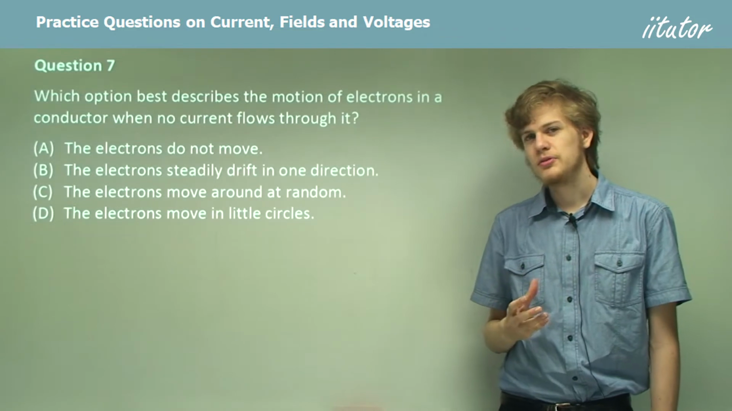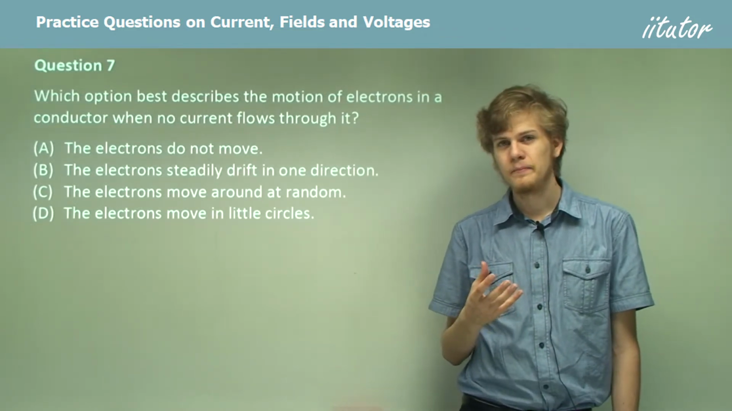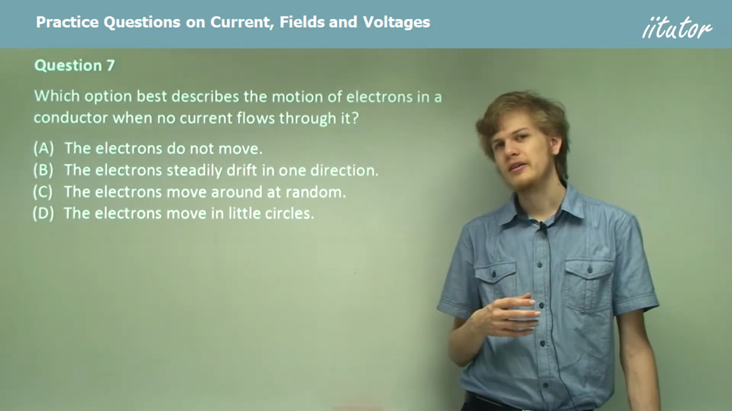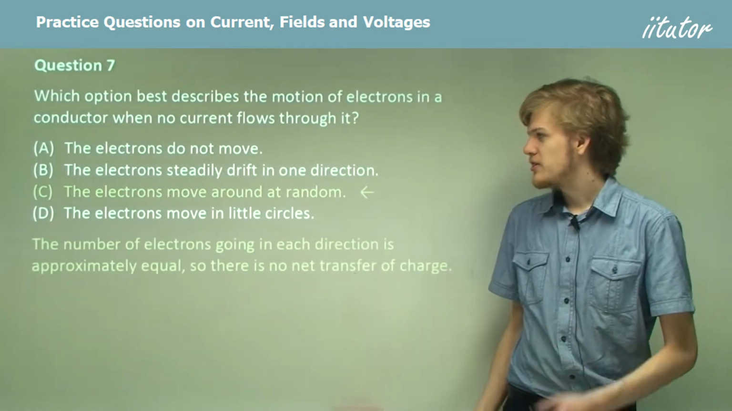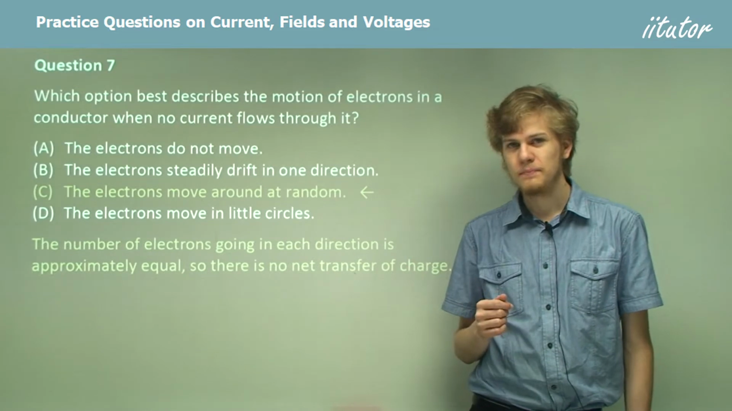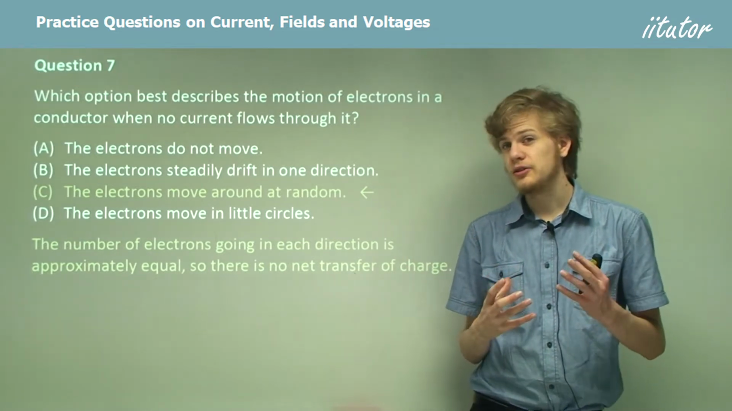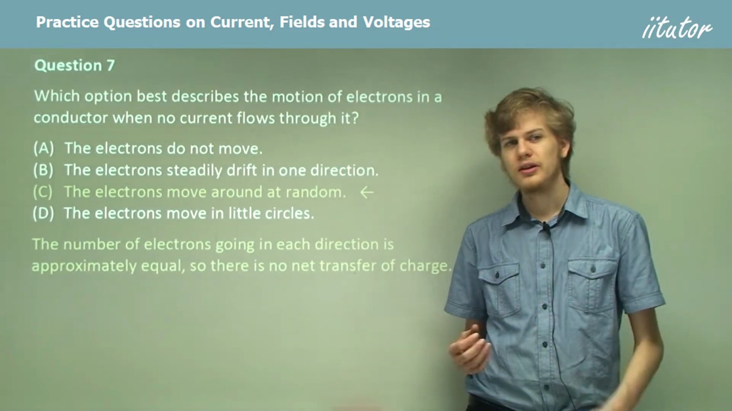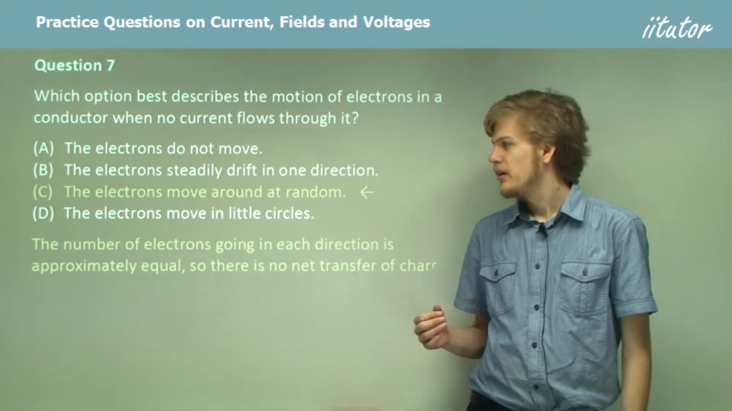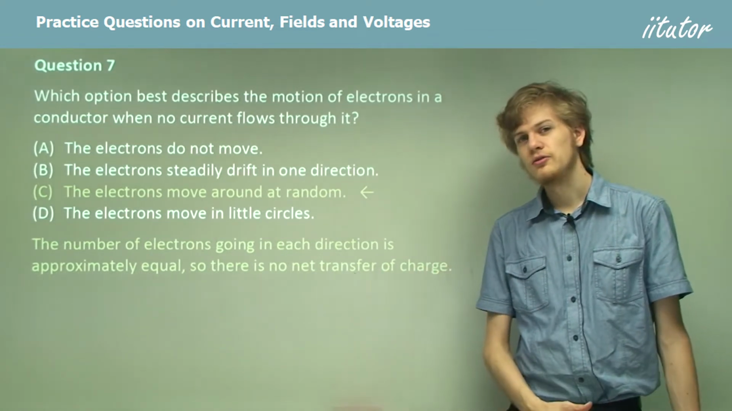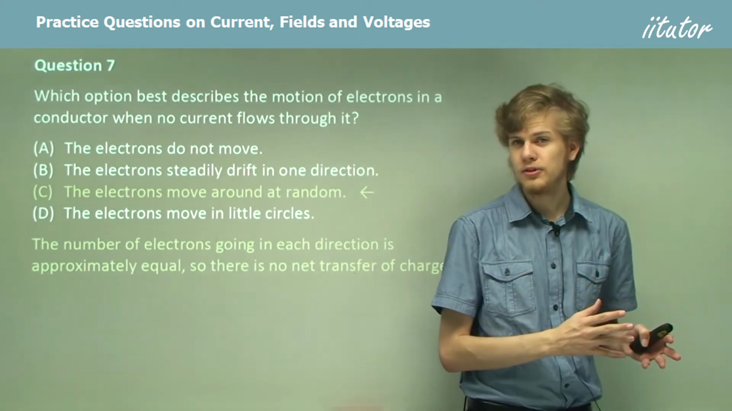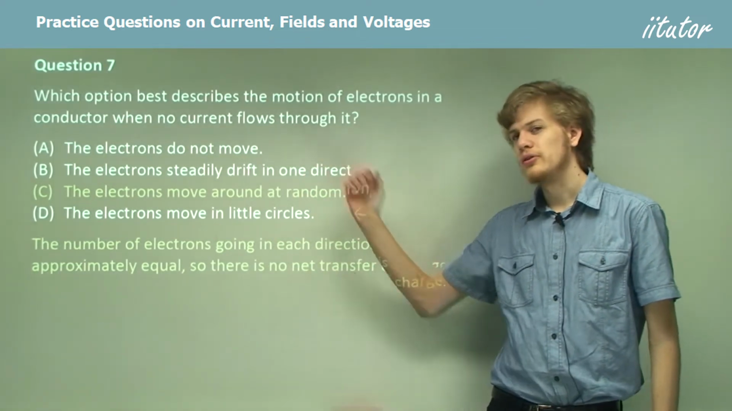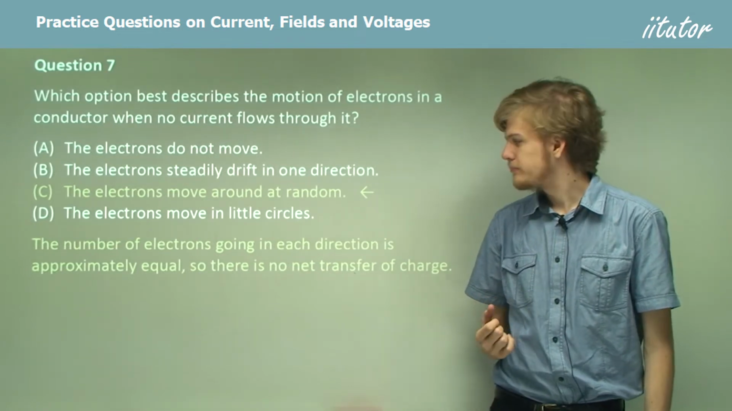The electrons in a material are never stationary, unless the material is at about -273 degrees Celsius. The correct answer is that the electrons move around at random. This means that the net charge of electrons moving in each direction is 0. The charge of electrons moving randomly to the right is balanced out by the charge of electrons moving randomly to the left, so that there's no current flowing through the material.